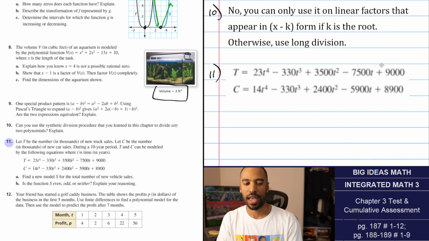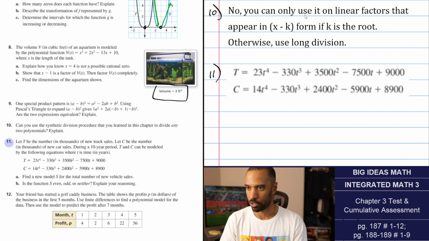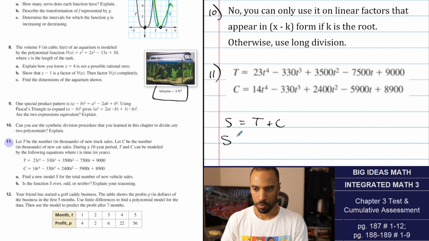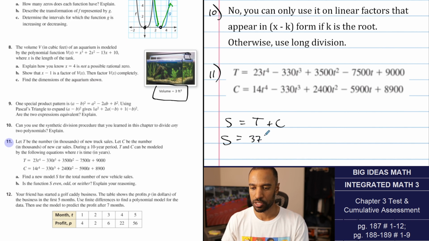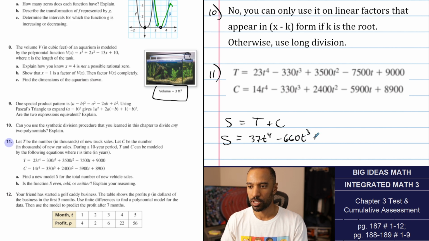Part A, find a new model S for the total number of new vehicle sales. I'm going to combine like terms. So S is T plus C. Now, I can add down these lists perfectly, which is nice. 23 plus 14 is 37, so we get 37T to the fourth. These subtract together, so negative 660 T cubed, plus 35 plus 24 is 59.